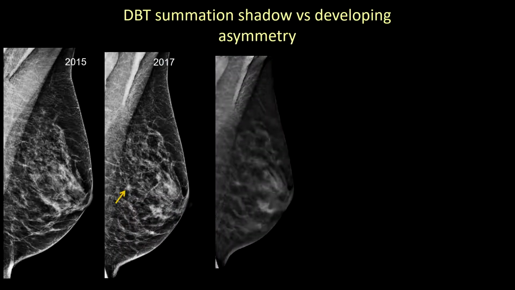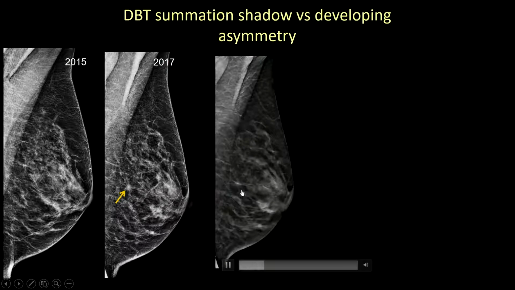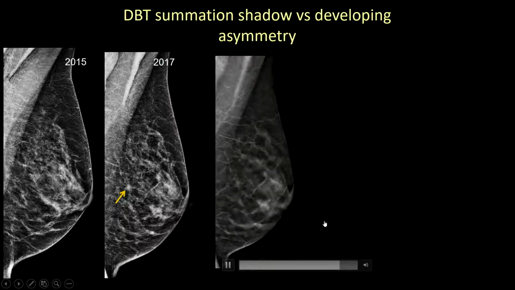Tomo is really helpful in this example for showing you a summation shadow. Here in a 2017 study, this patient has a little one-view finding. It looks actually a little spiculated to me. You can see it wasn't there in 2015, but if you look at her Tomo clip, looking right here, you can see that it crosses, it's just two crossing bands interspersed with fat. This was just a benign finding, no need to recall.